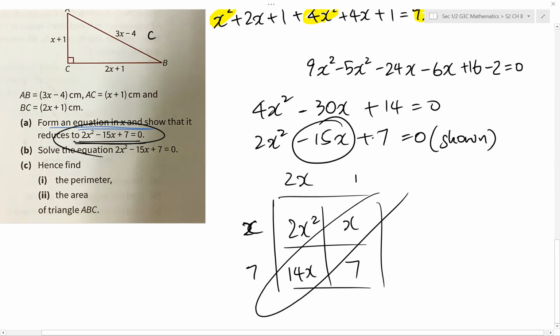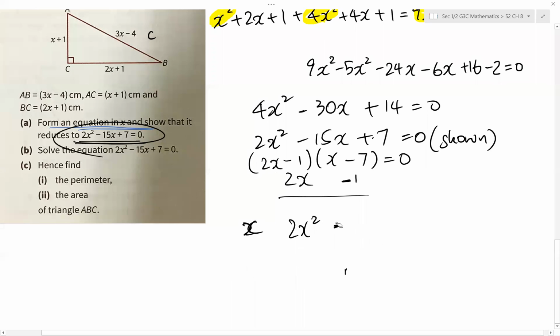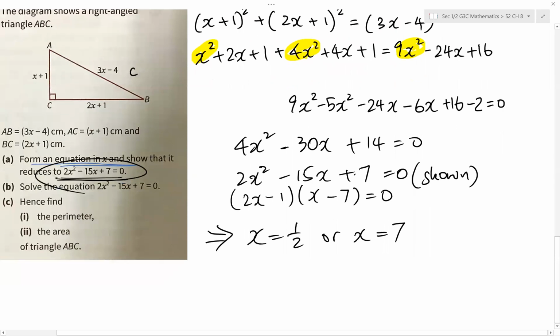But the sign is different. So we include a negative sign. I know it's negative 15x. But don't forget to include a negative sign over here, so that negative 7 times negative 1 still gives you positive 7. So here we have just factorized it. 2x minus 1, x minus 7 equals to 0. This is my rough working. I'll put it to one side. 2x minus 1, x minus 7 equals 0. Solve the equation. Therefore, x equals to half or x equals to 7.